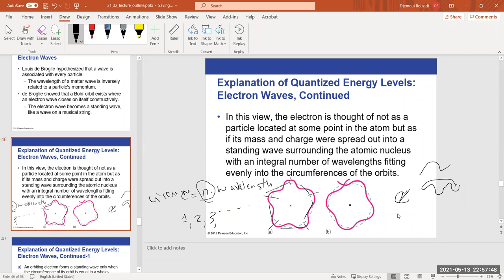So the point in here, if they don't match in here, well, the wave breaks, and then the electron cannot be stable. So it has to move to a higher energy level or a lower energy level for this situation to happen. This can never exist. It's not even a transition in between. Not even a transition.